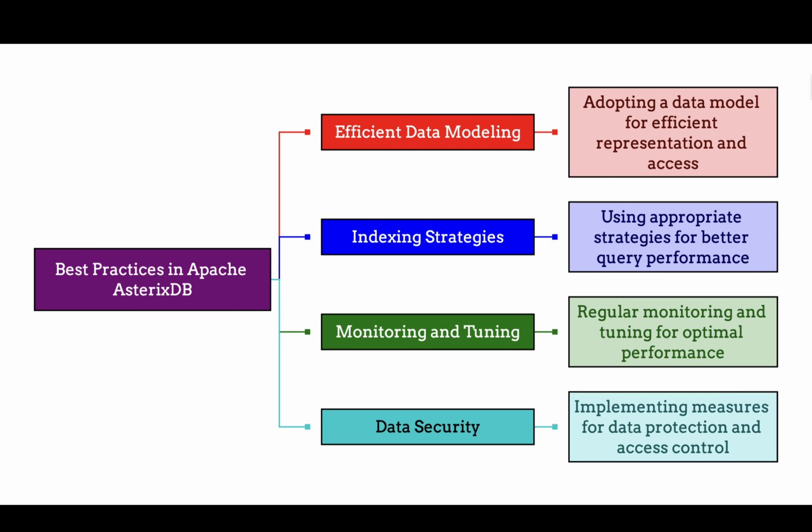Best practices in Apache *DB. 1. Efficient data modeling, adopt a data model that efficiently represents and accesses data. 2. Indexing strategies, use appropriate indexing strategies for better query performance. 3. Monitoring and tuning, regularly monitor and tune the system for optimal performance. 4. Data security, implement security measures for data protection and access control.